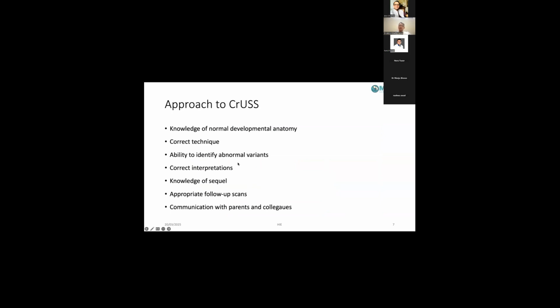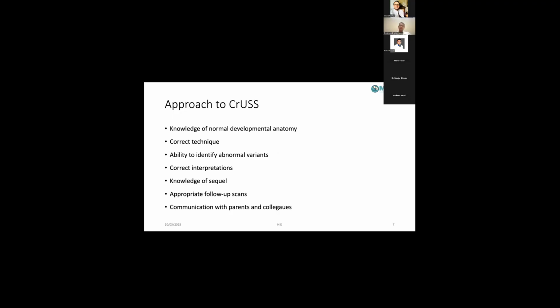What will be our approach in these cases? Knowledge of the normal developmental anatomy. I'm sure Alok and other speakers must have gone through the normal developmental anatomy of the brain. We have to be good with our technique. It has to be correct, and we need the ability to identify the abnormal variants, because there are a lot of normal variants as well. So it's imperative to know the one from the other.